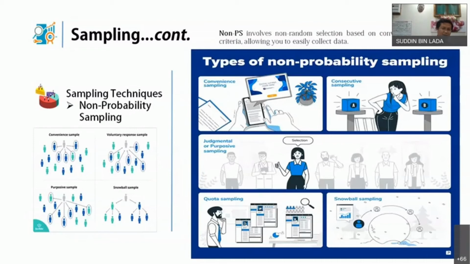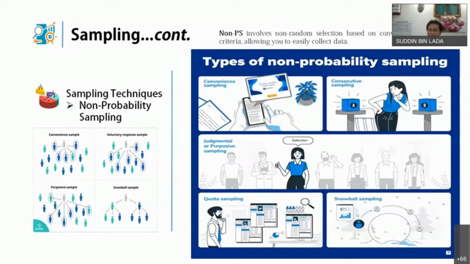Right. And number 2, very popular, judgmental and purposive sampling. This is quite technical because it's up to you to choose which one, but you need to set up the criteria. Maybe criteria of education level, or maybe you set the criteria based on income, or maybe based on gender, for instance. So you select according to the criteria. Mana-mana sampel yang meet the criteria can become your sample.